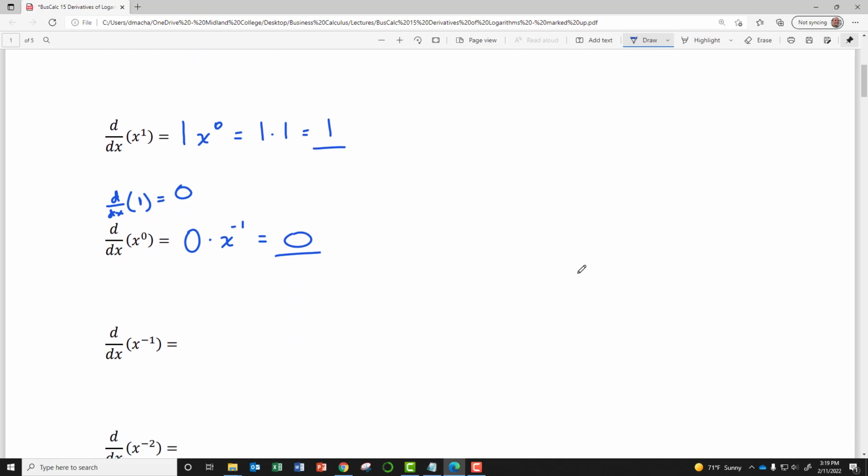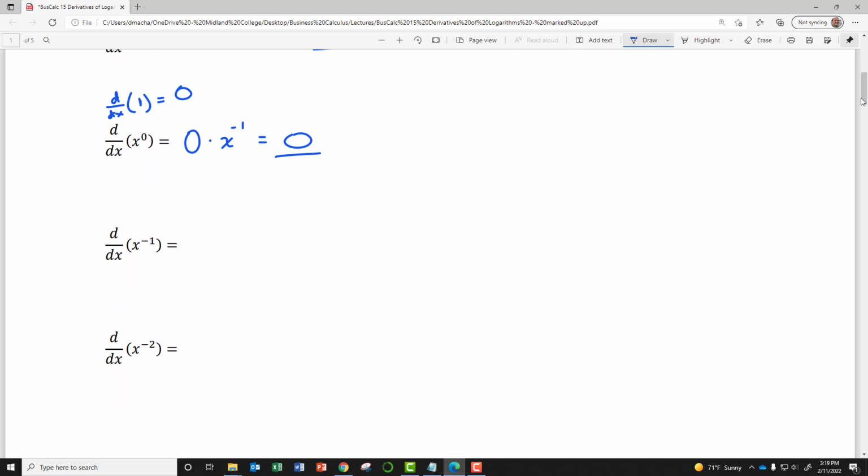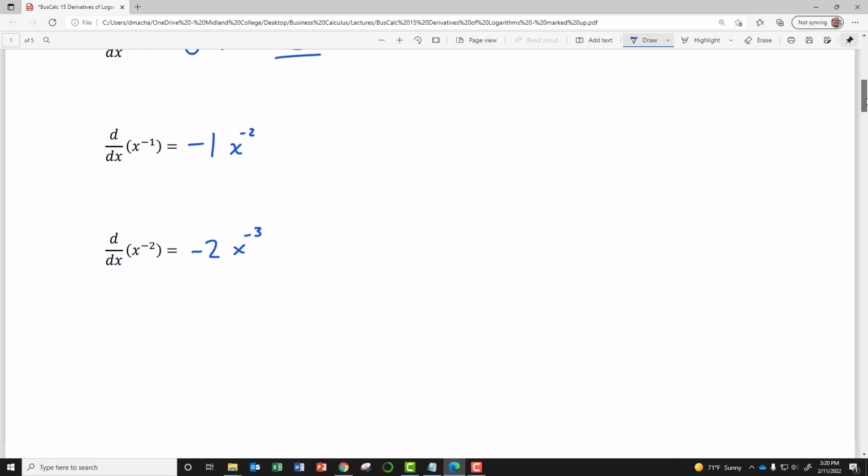Okay, so let's consider this next one. We have the derivative with respect to x of x to the negative 1 power, so this is negative 1 times x to the negative 2 power. And the derivative with respect to x of x to the negative 2 must be negative 2 times x to the power negative 3. And there's really no trick here. I'm not trying to trick you, at least yet.